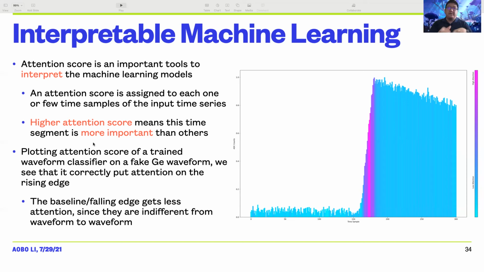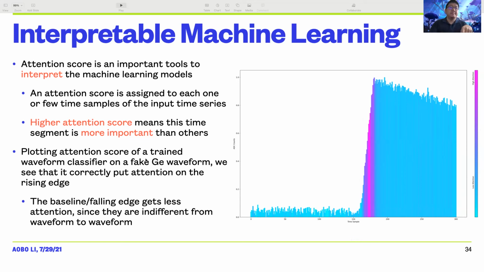On the right, I show the plot of the attention score of a trained waveform classifier on a fake germanium detector waveform. And we can see that it correctly puts attention on the rising edge. High attention is this magenta color here, and low attention is a cyan bluish color here. So you can see it successfully put its attention on the rising edge of the waveform while leaving the noise floor and the falling edge of the waveform not attended.